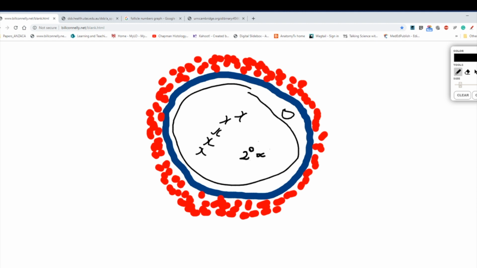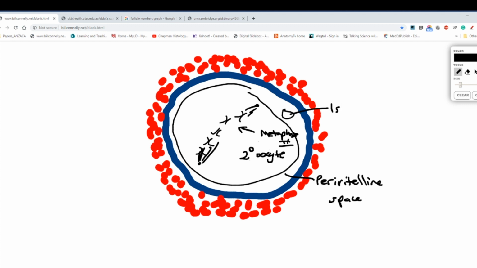So here's our secondary oocyte, arrested at metaphase 2. These are the chromosomes aligned along the metaphase plate. So there might be our meiotic spindles there. So metaphase 2. This is known as the perivitelline space. And here is our first polar body. This is our zona pellucida. And then this is our corona radiata. Okay, so this is what's ovulated.